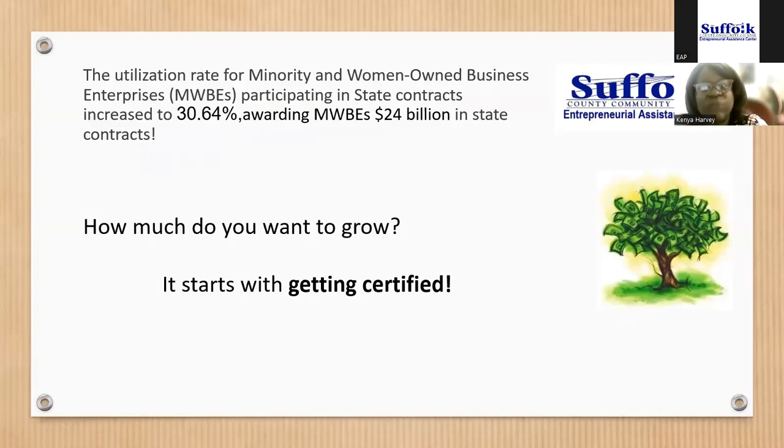The utilization rate for minority and women-owned business enterprises, the MWBEs, participating in state contracts increased to 30.64%, awarding MWBEs 24 billion in state contracts. It's a great number, and it's still growing, right? So how much of that do you want to grow, right? It all starts with getting certified.